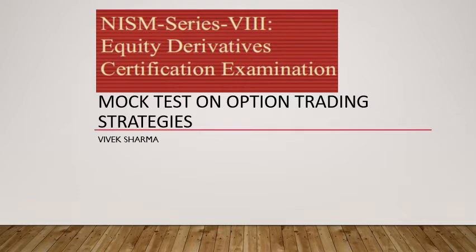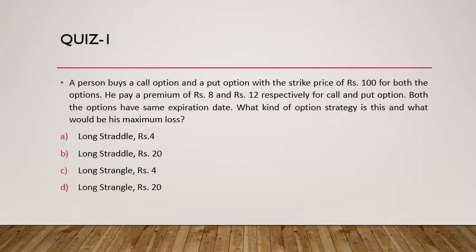So let me start now by taking up the first question. So as you can see here, this is a question which is talking about an option strategy. It says a person buys a call option and put option with the same strike price of ₹100 for both the options. So it's very clear that the strike price is same. He pays a premium of 8 and 12 respectively for call and put option. Both the options have same expiration date. What kind of option strategy is this, and what would be the maximum loss?